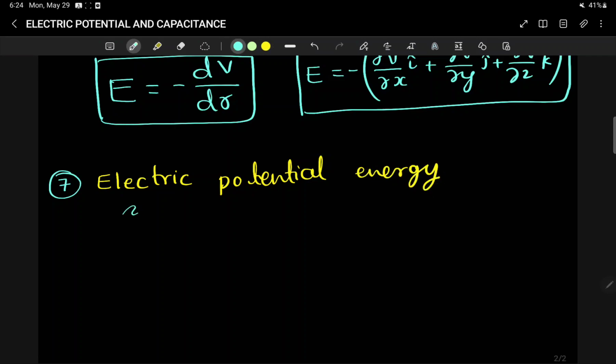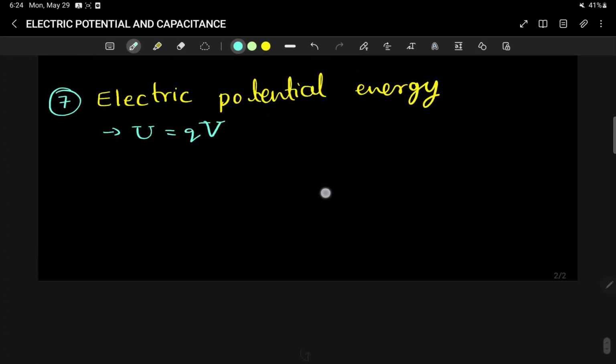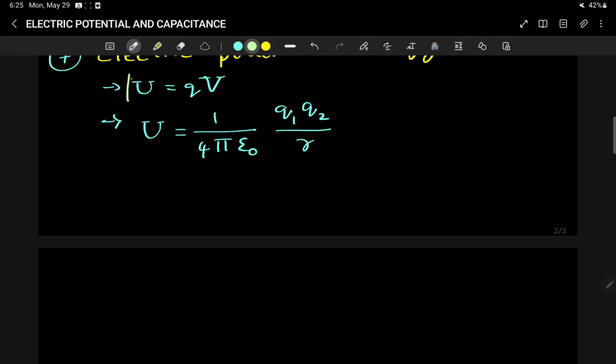So in general we write electric potential energy U is equal to Q into V, and you have got an idea also how did you get that. Then for a system of two charges, what is the electric potential energy? U is equal to 1 over 4 pi epsilon naught Q1 Q2 divided by R. This is for a system of two charges.